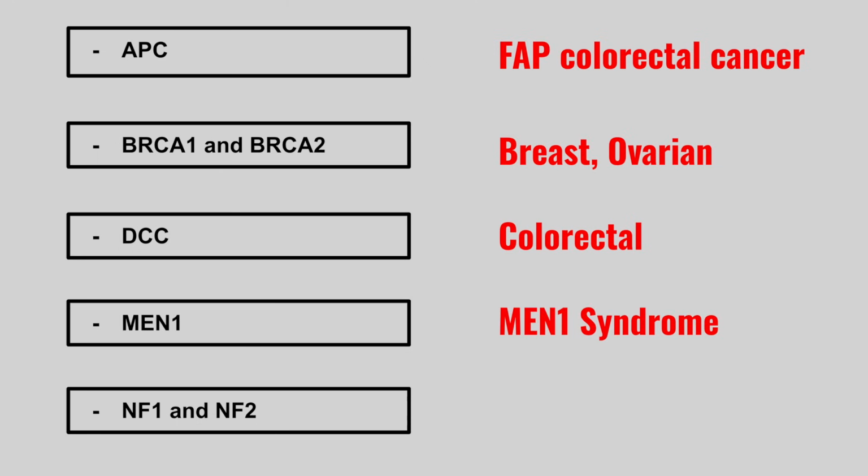Next, we have MEN1. This is MEN1 syndrome. Next, we have NF1 and NF2. This is neurofibromatosis 1 for NF1 and neurofibromatosis 2 for NF2. And just a little review, remember MEN1 syndrome is the one with the pituitary adenoma, parathyroid hyperplasia, and then the pancreatic tumors. NF1, that's where we get all those fleshy nodules over the skin, the Lisch nodules. And then NF2 is the one with the bilateral acoustic neuromas.